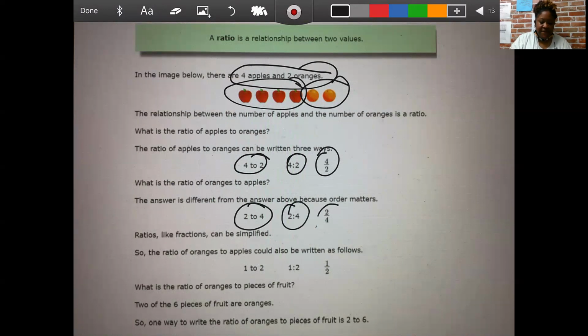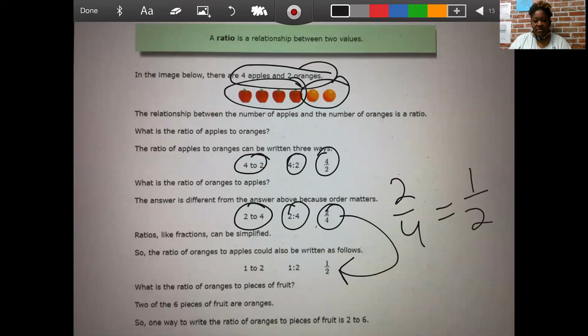Now, if you have 2 out of 4, guess what? You have half. So 2 out of 4 is equivalent to 1 out of 2. So your ratio could say 2 out of 4, or it could say for every 1 orange, there are 2 apples. Okay? Now, this is very, very important.